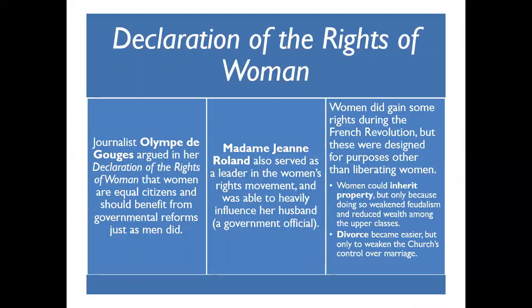It's not fair, right? So journalist Olympe de Gouges argued in her Declaration of the Rights of Women that women are equal citizens and they should be given the benefit. Madame Jeanne Roland also served as a leader in the women's rights movement and was able to heavily influence her husband, who was a government official.